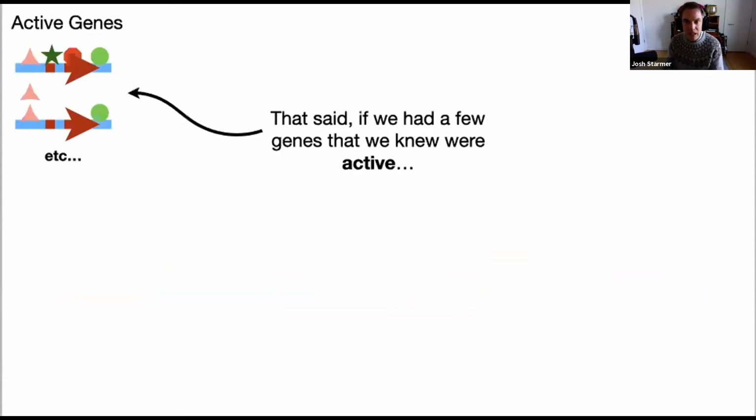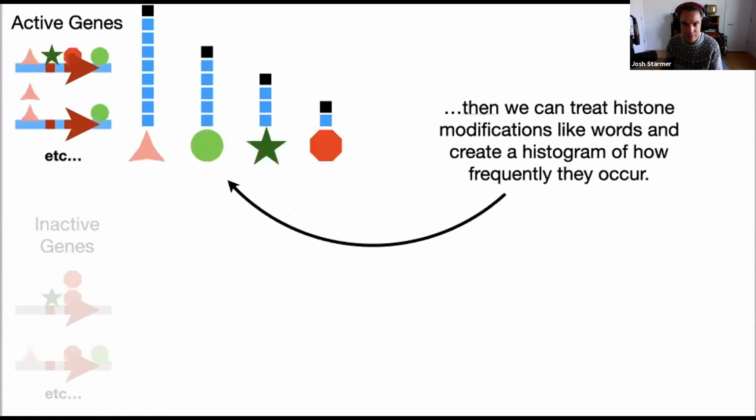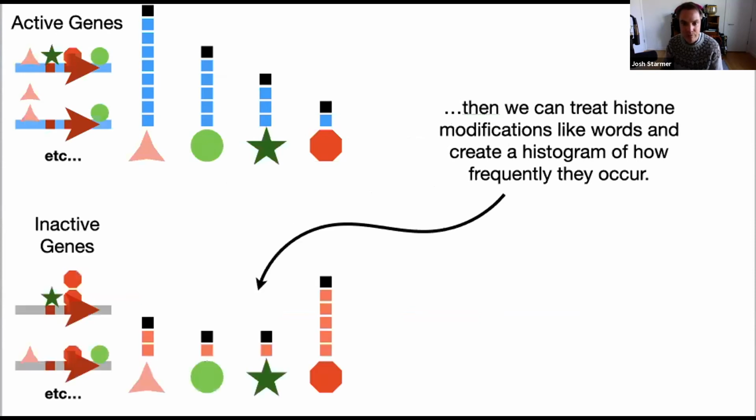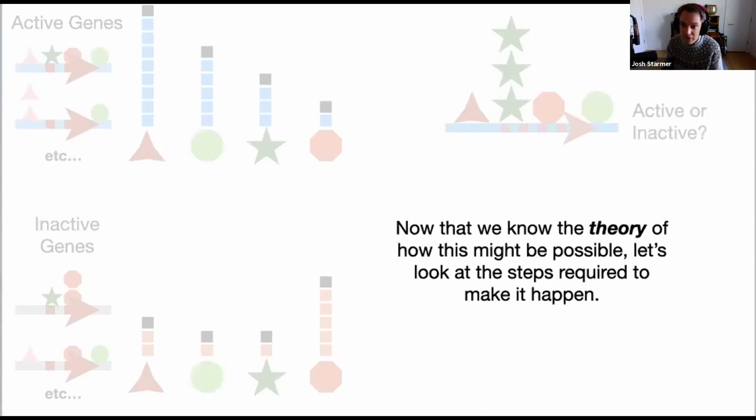That said, if we had a few genes that we knew were active and a few genes that we knew were inactive, then we can treat histone modifications like words and create a histogram of how frequently they occur. And now, when we get histone data for a new gene and we don't know if it is active or not, we can use naive Bayes to find out. Now that we know the theory of how this might be possible, let's look at the steps required to make this happen.